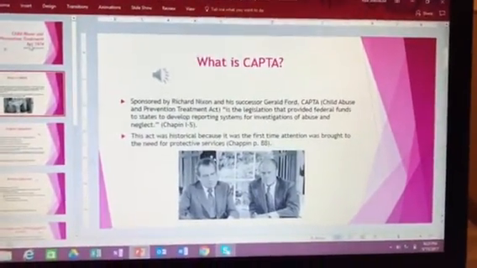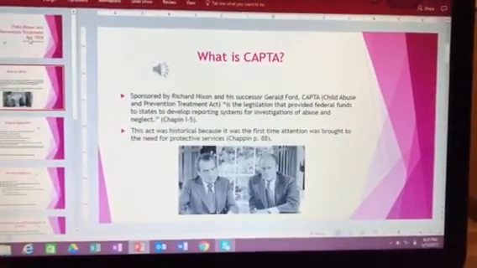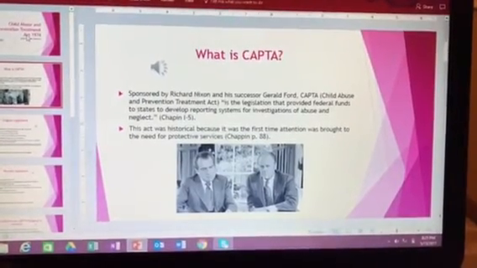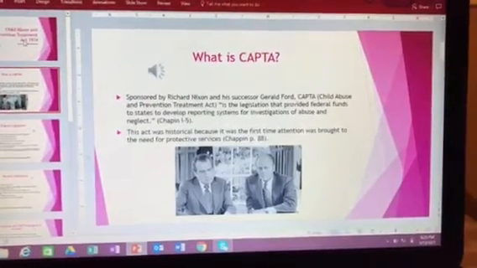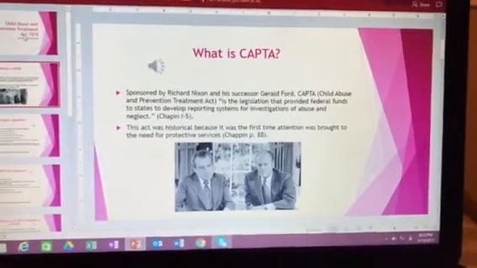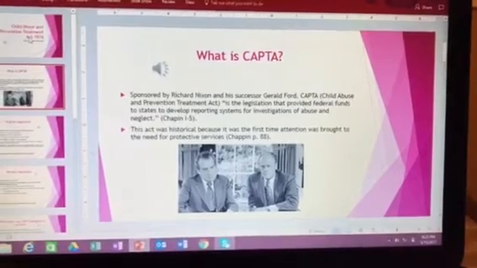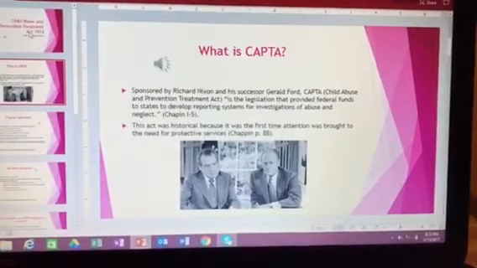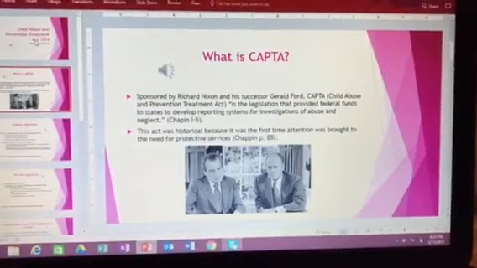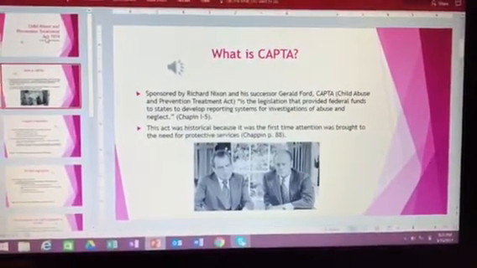What is CAPTA? It was sponsored by Richard Nixon and his successor, Gerald Ford. CAPTA stands for Child Abuse and Prevention and Treatment Act. It is the legislation that provided federal funds to states to develop reporting systems for investigations of abuse and neglect. This act was historical because it was the first time attention was brought to the need for protective services.